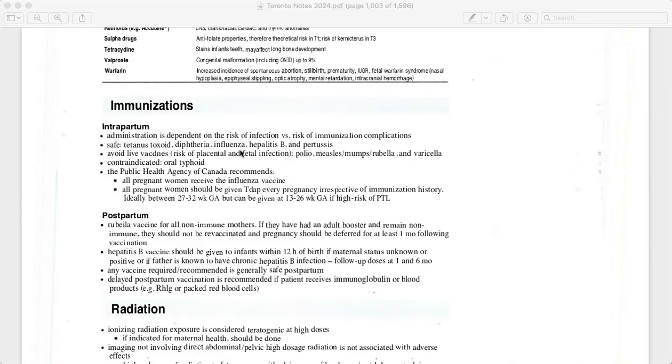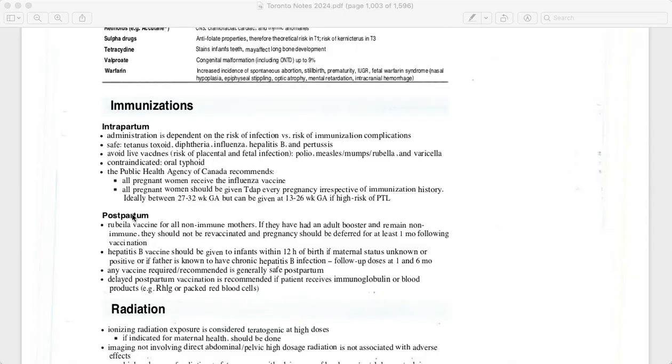Safe are tetanus, diphtheria, influenza, hepatitis B, and pertussis. Now you need to remember when you are going to give which vaccination at a certain gestational week. Avoid the live vaccinations; oral typhoid is contraindicated. The Public Health Agency of Canada recommends all females receive the influenza vaccination, so they can receive it. All pregnant women should take the Tdap every pregnancy, irrespective of the immunization history, especially in the 27 to 32 week.